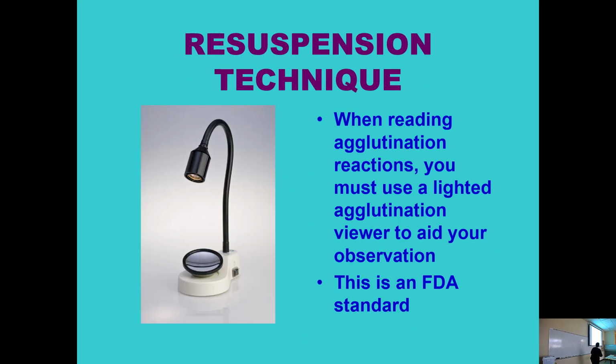This is a lighted agglutination viewer. The FDA requires that you use a lighted, mirrored, magnifying agglutination viewer whenever you're doing any reactions. When you're doing these in lab, I will show you this week how to do them, but what you're going to do is pull that agglutination viewer right to the edge of your counter. It is no good to be magnified if I'm looking back here, right? You're going to pull it here, and you're going to be looking in that mirror at your tube.